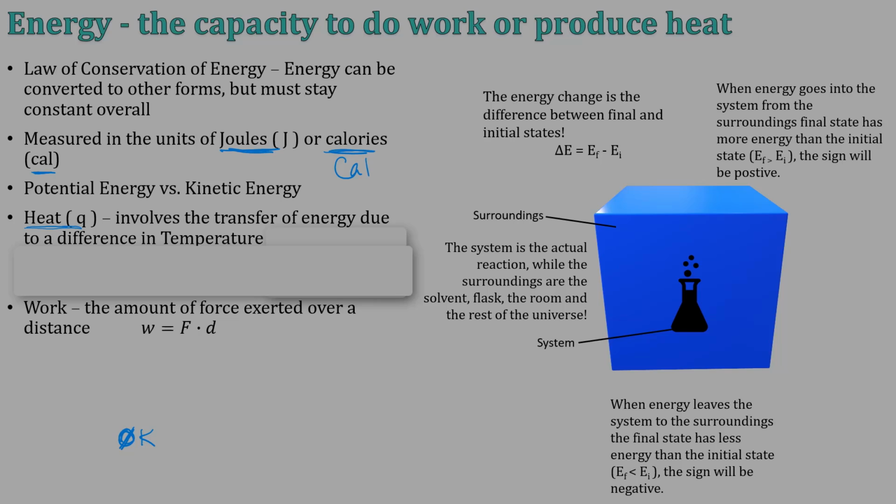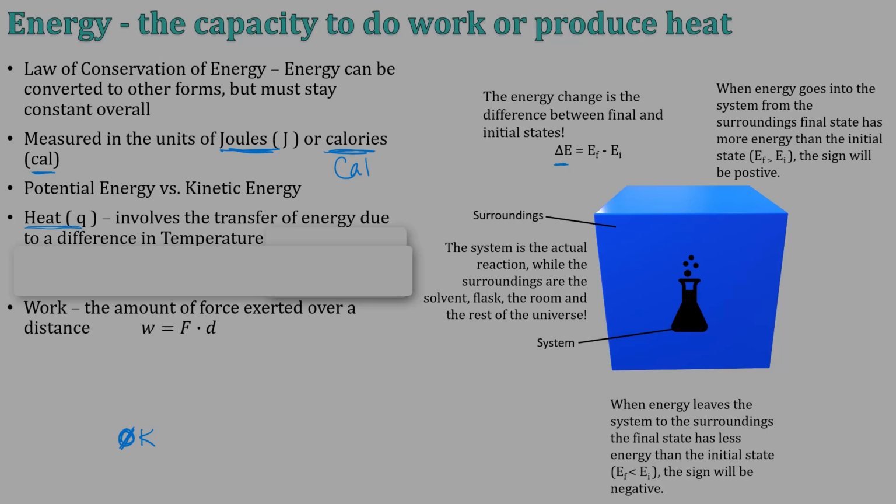All right, so let's look at this picture over here. It says the energy change is the difference between the final and initial state. So the change in energy, that's a state function, is the final energy state minus the initial energy state. And so the surroundings, if this flask is inside of this box, the surroundings is the box, right? The flask, the solvent that the reaction is taking place in, and anything outside of the box is all the surroundings. The system is only the reaction itself.